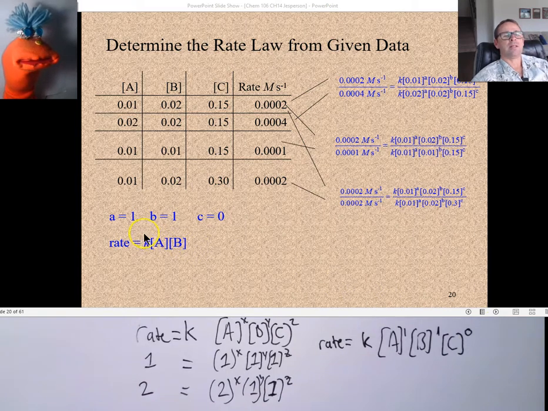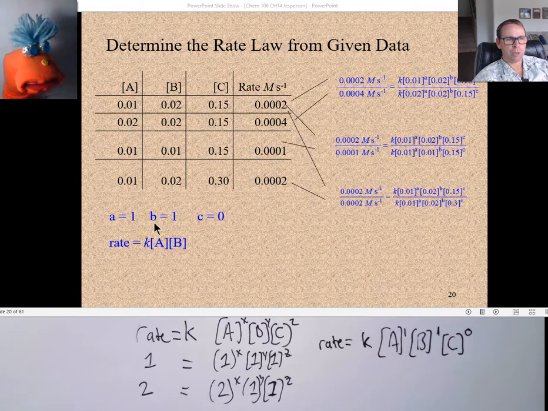Now, how do I find k? Oh, now we just take any, does it matter which one I take? No, it shouldn't matter which one you take. So we just take any reaction. I'll choose the first one. And then you put in 0.01 for A, 0.02 for B, and set that rate equal to 0.0002 and solve for k.